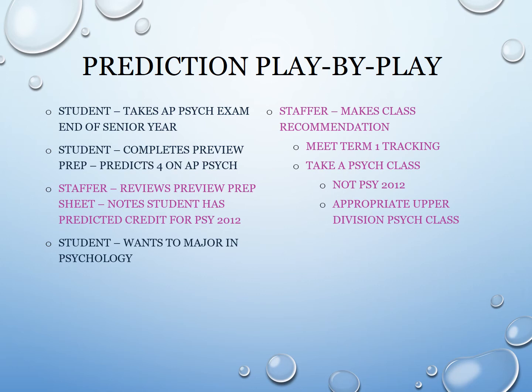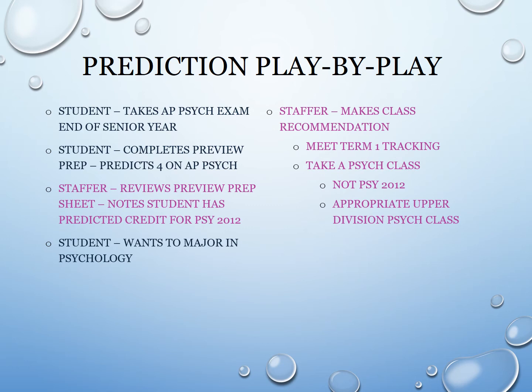So once you know the student wants to major in psychology and you've noted on the prep sheet, you're like, okay, I have to follow up with the student on this. You're going to make a class recommendation. You obviously want to check in Term 1 tracking for psych, but you also are going to probably recommend that they take a psych class to help explore that major, since that is what they indicated they would like to pursue. Now, you're not going to recommend probably PSY 2012.